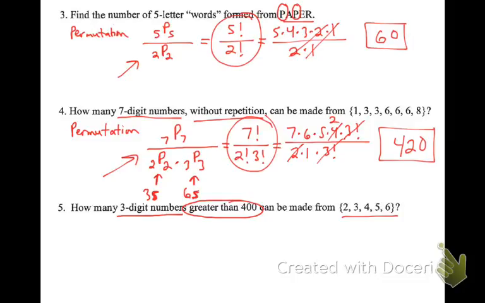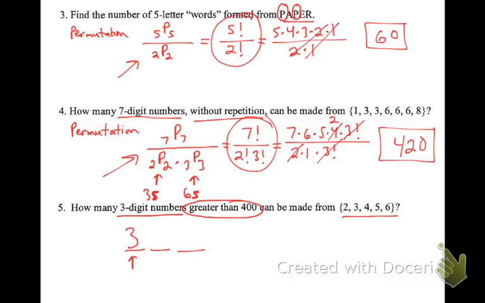So 3-digit numbers, the best way to do these, in my opinion, is to actually write the place value for all 3 digits. And look at the conditions. You have to be greater than 400. That means there are certain things that the first digit can only be. It can't be a 2, can't be a 3, but it could be a 4, a 5, or a 6. So there's 3 possibilities for that first digit.